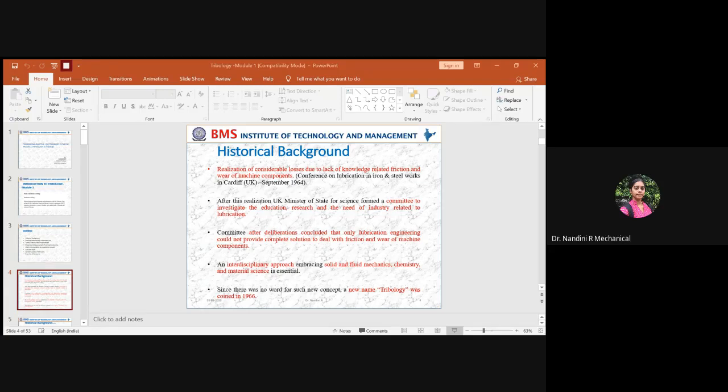is necessary. So all these concepts will help you together to solve a particular problem when a body is in movement, when there is a contact between two components of a mechanism. Okay, so all these concepts are dealt with in our subject, tribology.